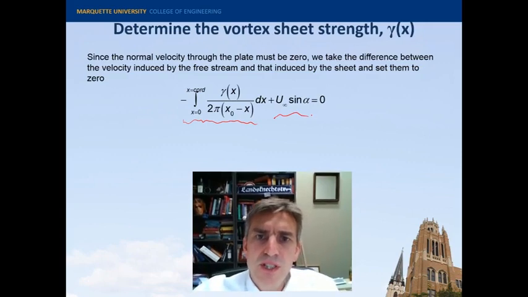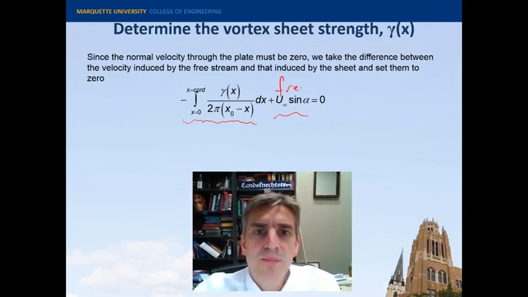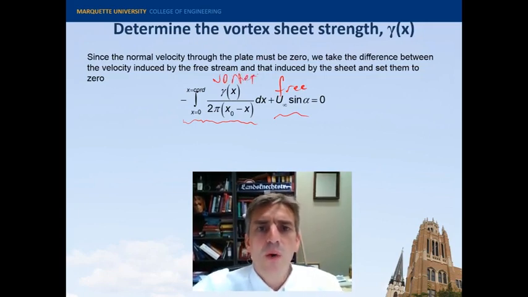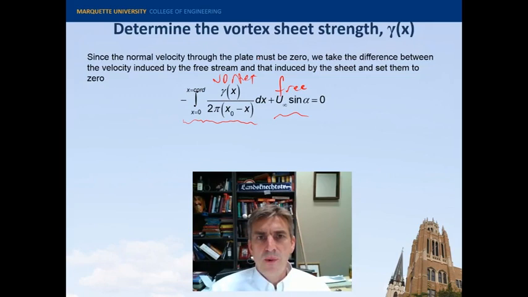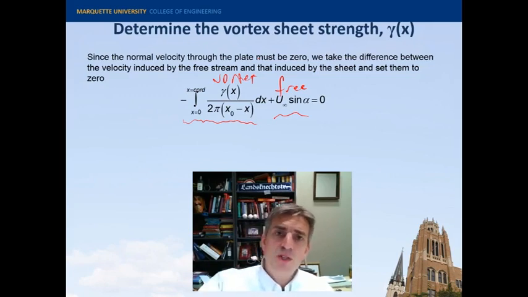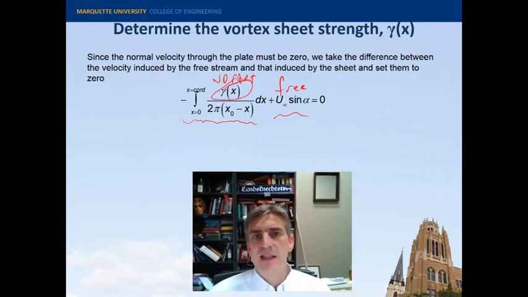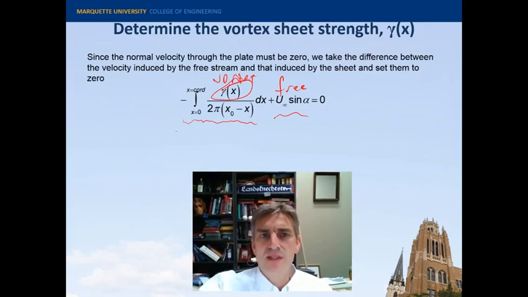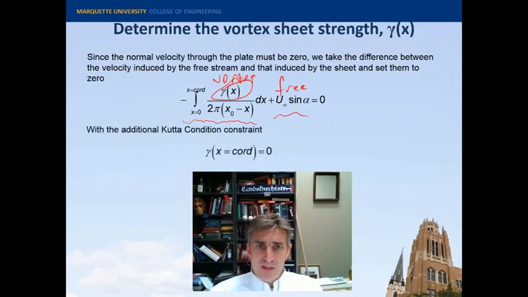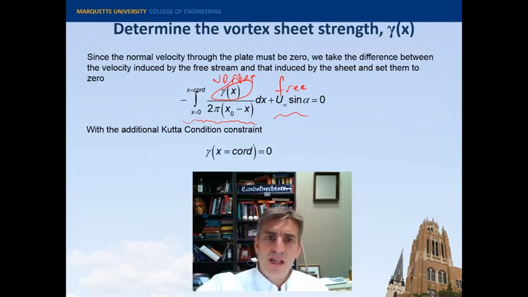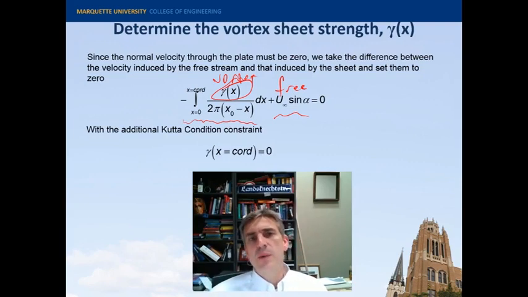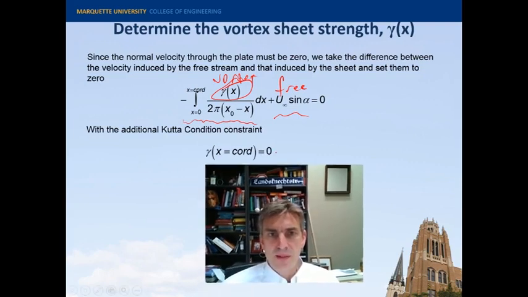So I'm adding the free stream here. This is the free stream with the vortex. Those two y component velocities sum to 0. But it gives me an equation for gamma of x, and that's what we're after. So I need to solve this integral equation for gamma of x, so I need to differentiate. The boundary condition with this differentiation is going to be that the value of gamma at x equals chord is equal to 0. So that's our Kutta condition requirement.